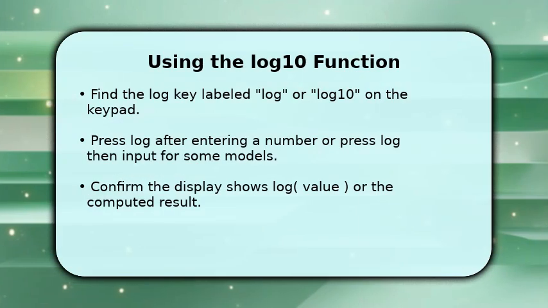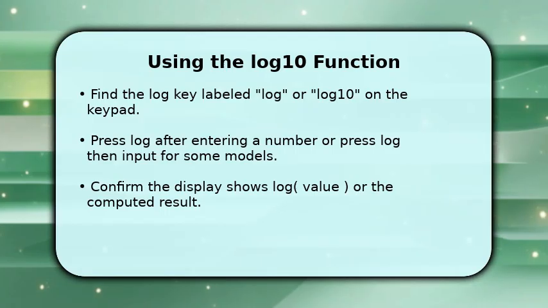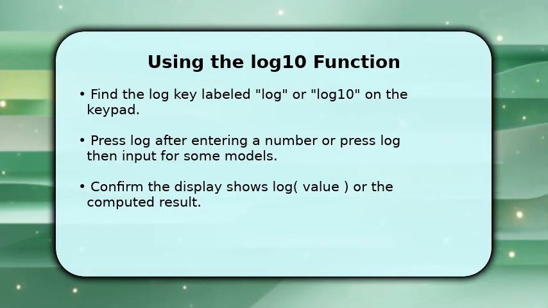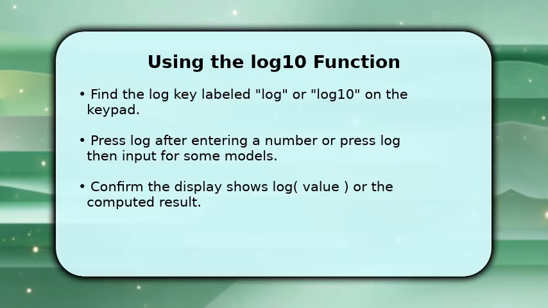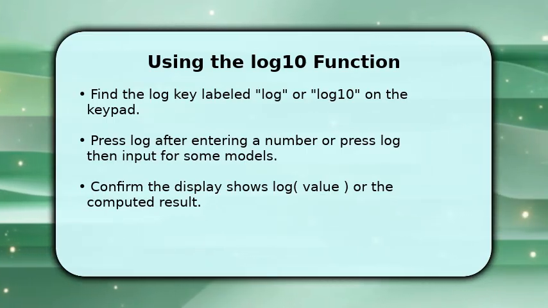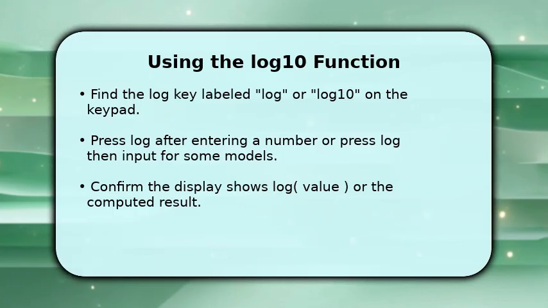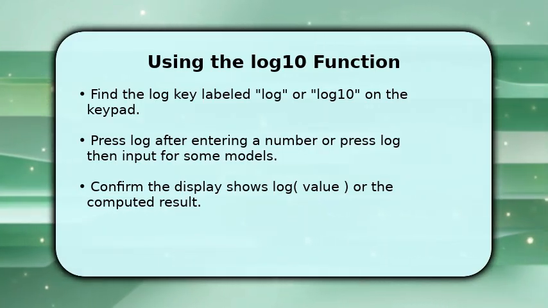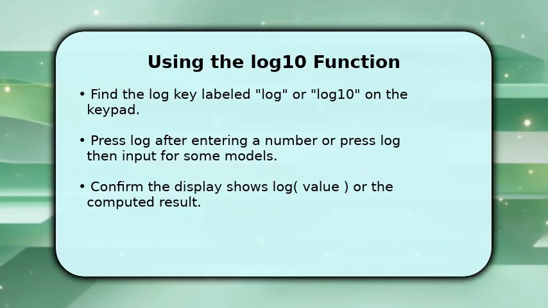You now use the log key. Locate the button labeled log or log 10 on your scientific calculator. Depending on the model, either press the number then log, or press log then type the number. Both produce the base 10 logarithm once executed. Press equals when required and watch the display. You should see the operation written as log number or the numerical output immediately.